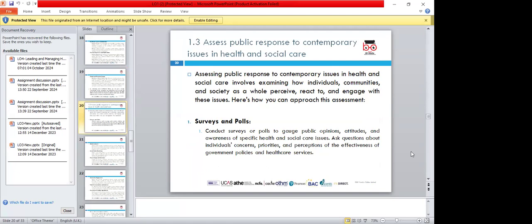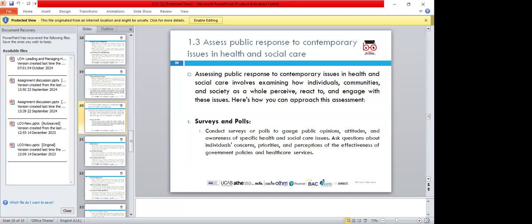Now we want to have a proper diversion and dive into assessing public response to contemporary issues within health and social care, which involves examining how individuals, communities, and society as a whole perceive, react to, and engage with these issues. So let's look at surveys. So surveys also have an impact.